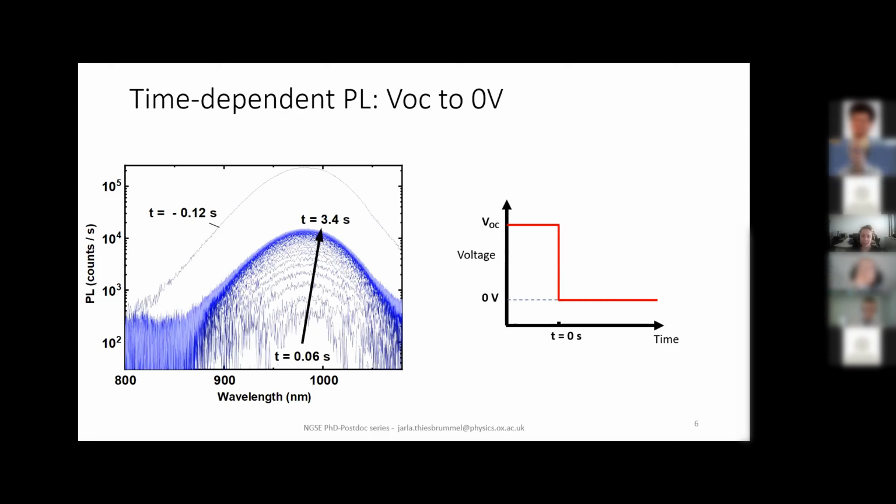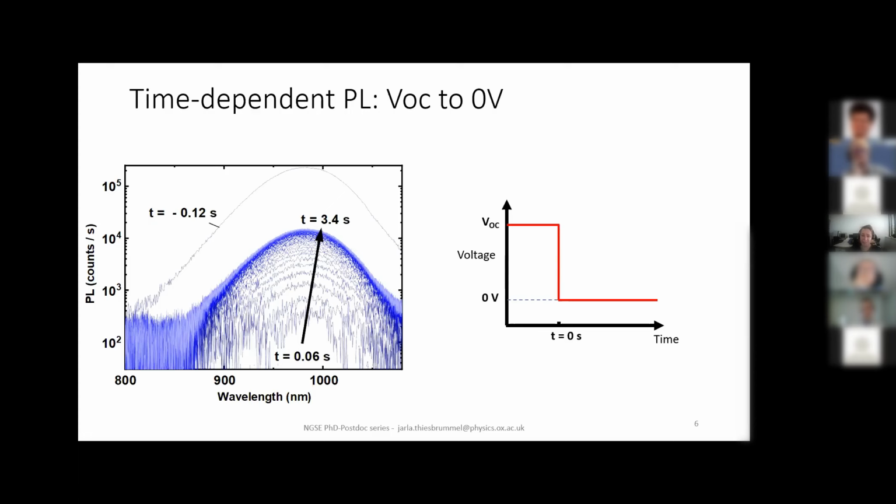Now, normally, if you take a PL spectrum at short circuit conditions, you would expect the PL to be completely or almost completely quenched, because you should be efficiently extracting all your charges. And therefore, there shouldn't really be anything left in the device to recombine, and therefore no PL.